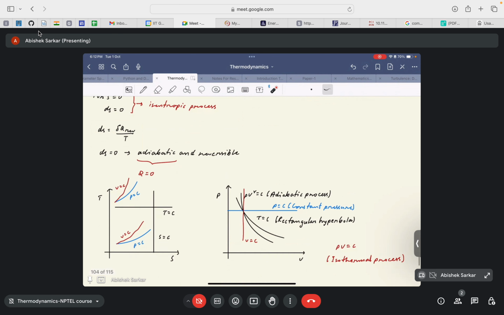If the process is reversible, and if the process is adiabatic as well, so the net heat transfer during the process is 0, then the net change in the entropy would be 0. That's why an isentropic process or a constant entropy process can also be taken as a reversible adiabatic process, or basically a reversible adiabatic process is an isentropic process.